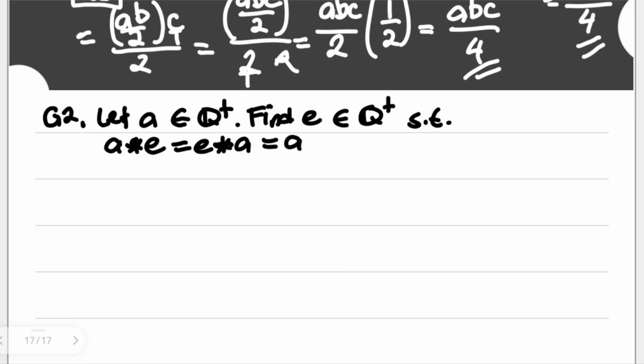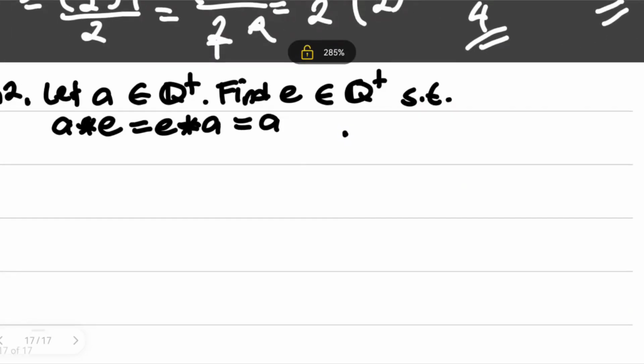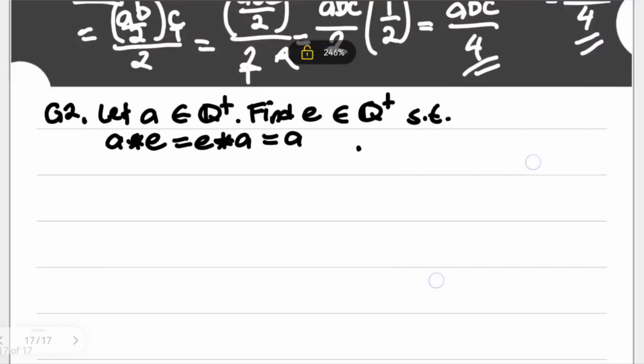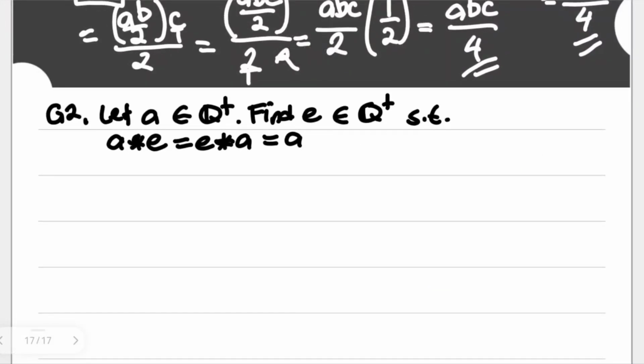This e should be true for all a element of Q plus. It should not be true for only one or a few, but it should be true for all. So what would be the element e here? Let's try to look at this algebraically.